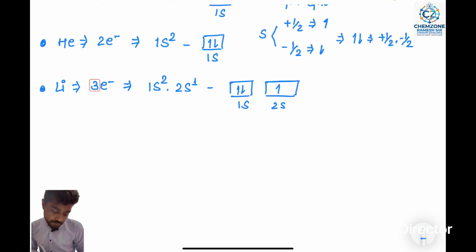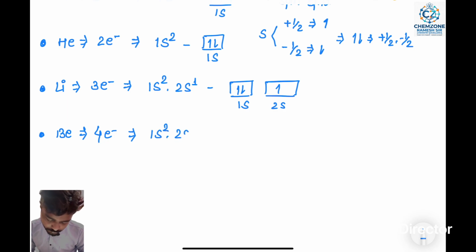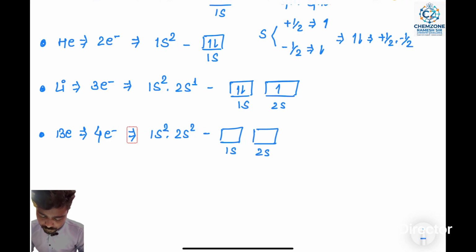Next one is beryllium. Its atomic number is 4, and 4 electrons are present. So I mention 1s2 and 2s2. I mention the structure for 1s and 2s: in 1s, 1 electron, 2 electrons, and in 2s, 3 electrons, 4 electrons. These types of structures are present.